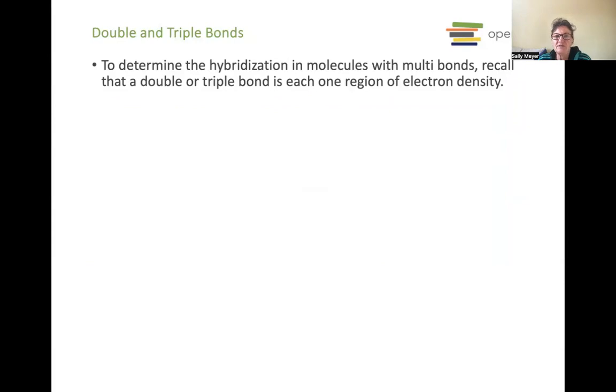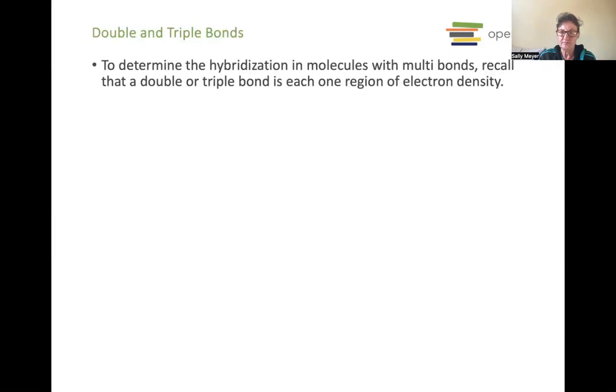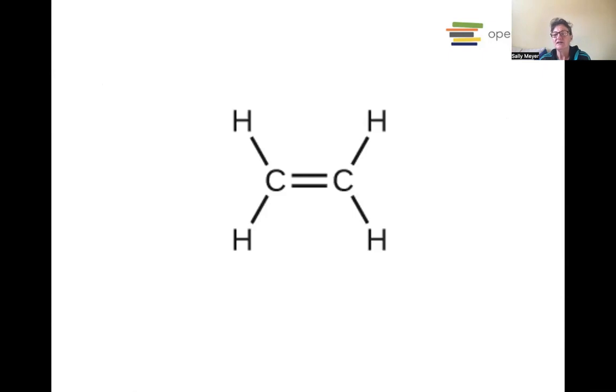And so to determine the hybridization in molecules with multiple bonds, we know that a double bond and a triple bond is in the same region of space, all of that electron density has to be in the same region of space. And so when we look at this, we know that the second bond between the carbons has to also be somewhere between the carbon atoms. You couldn't have it going in different directions.